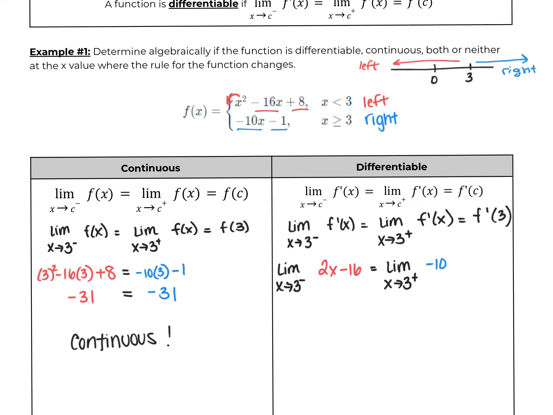So now that we have our derivatives, all we're going to do is plug in 3. So 2 times 3 minus 16. And on the right side, this one's actually unique. I want to take the limit as x approaches 3 of negative 10. Well, since I can't plug into it because there's no x value, that means the limit is always going to be negative 10. So there's nothing you need to do there. So if we take a minute and do the math, this left side is negative 10 and this right side is negative 10. So because the left side equals the right side, we can say this function is differentiable.